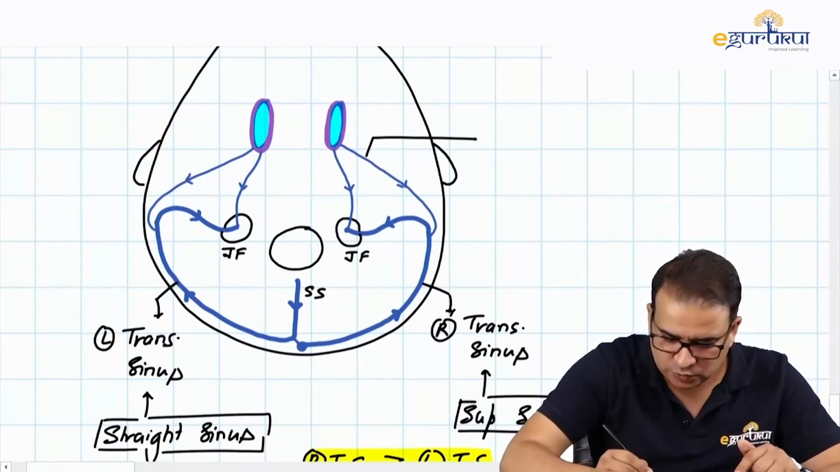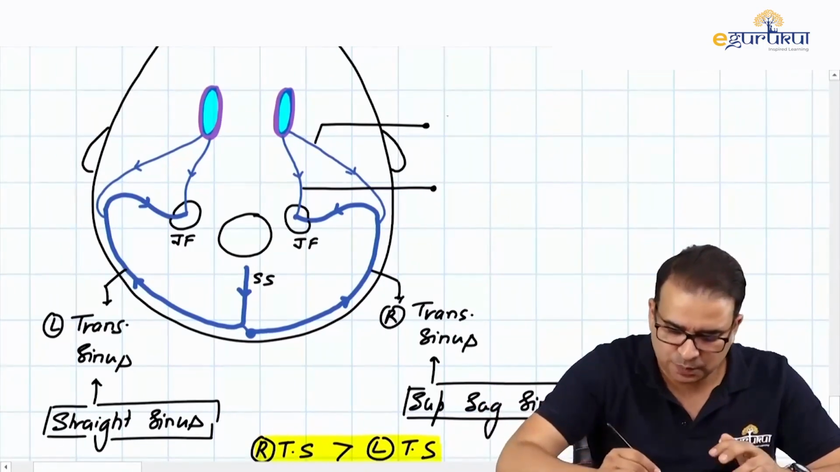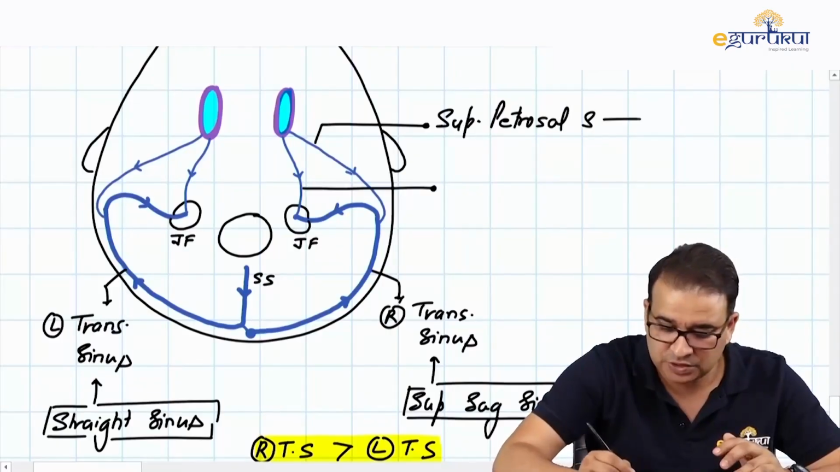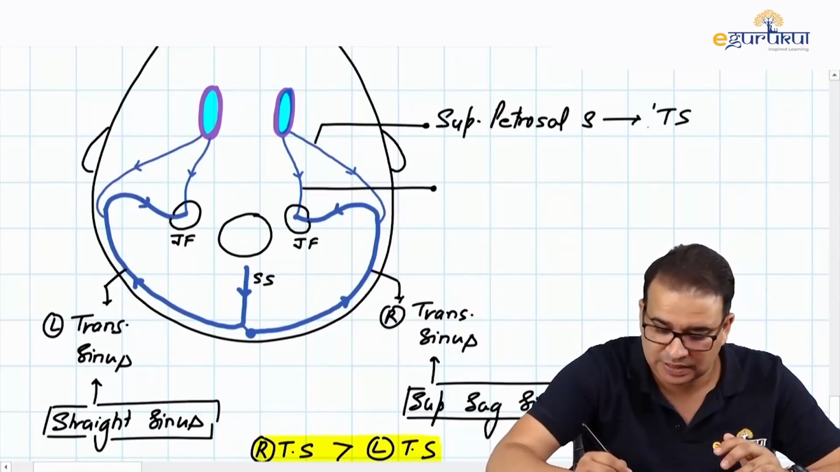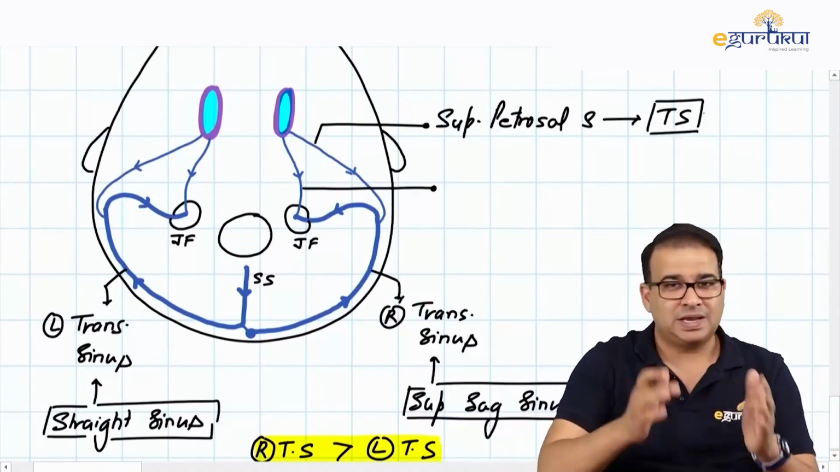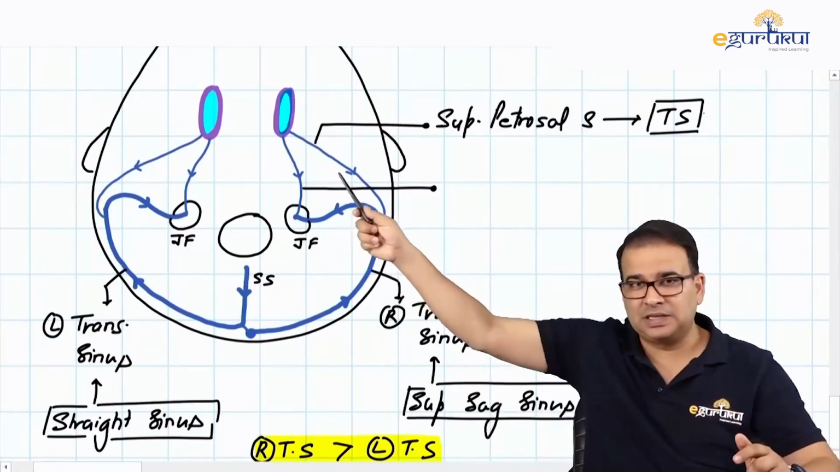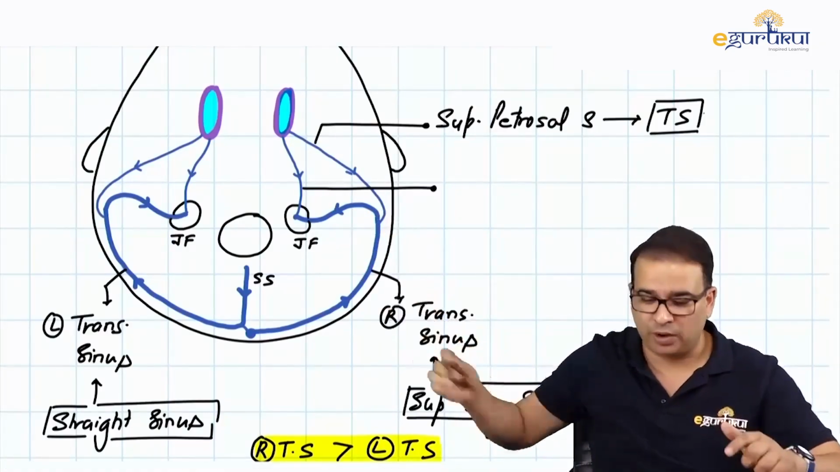So these are the two. Let me just find the space to label it. This one and this one. So one is the superior petrosal sinus. I'll tell you why such names are given to them. Superior petrosal sinus, which is draining where? It is draining into the transverse sinus. Which sinus drains where is the most important thing here.